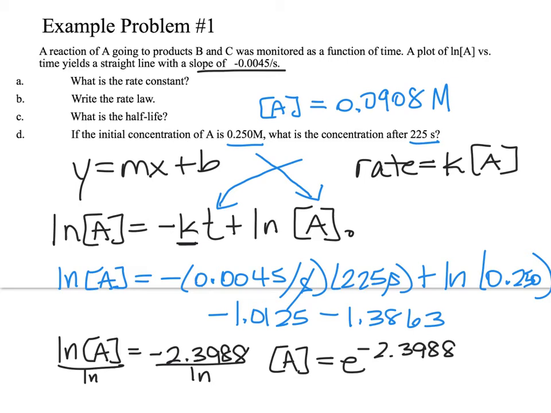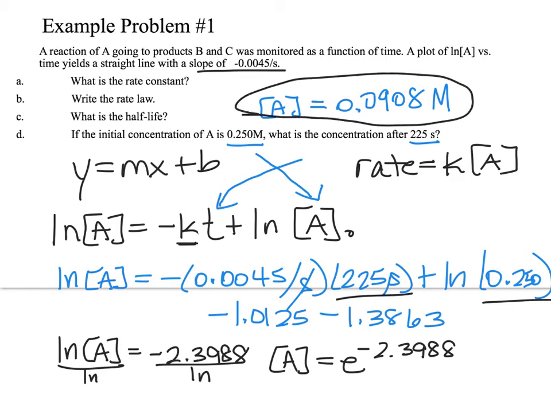So let's think about this. I know that I started with 0.25. I know that the half-life is 154 seconds, and this time is more than that. So I would expect more than 50% to be gone. 50% would be 0.125, and this number is less than that, so that makes sense.